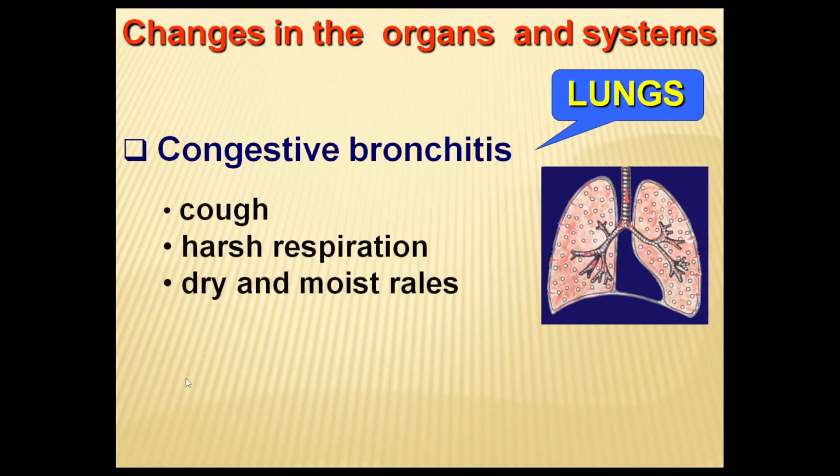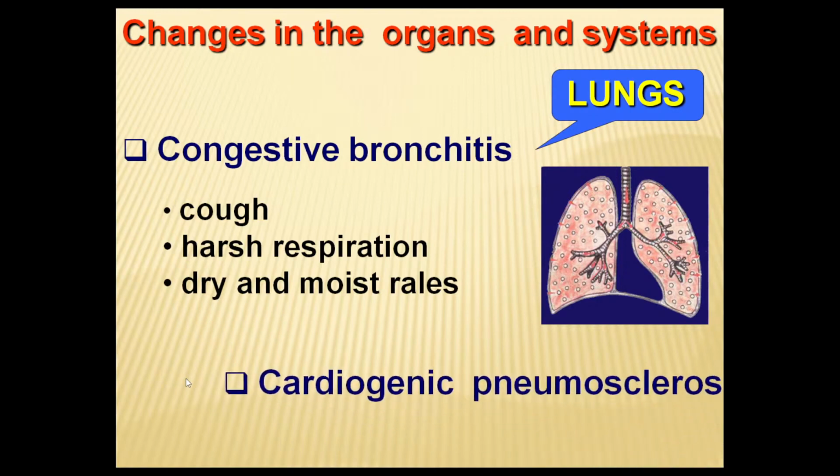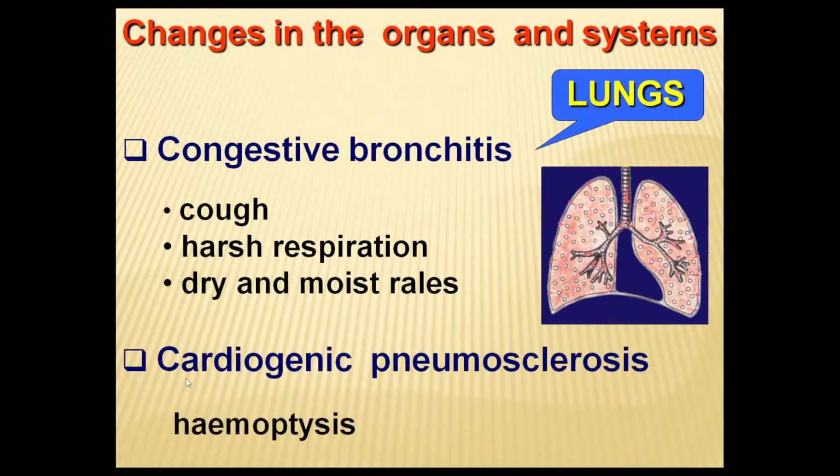Lungs. Due to congestion of blood in the lesser circulation there will be congestive bronchitis, which is manifested with intensive continuous cough, harsh respiration, and dry and moist rales. The patient is predisposed to cardiogenic pneumosclerosis, alveoli lose elasticity, plus blood delayed in the lesser circulation is manifested with hemoptysis.